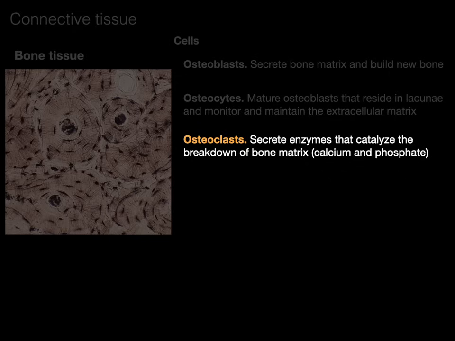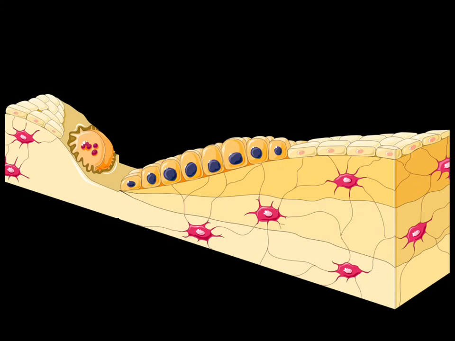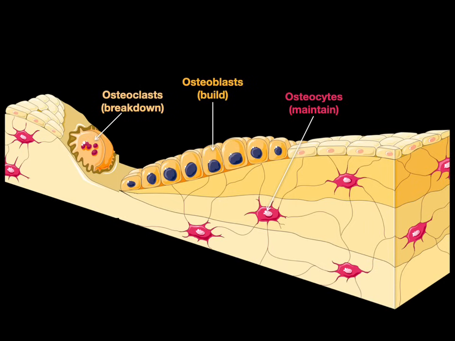Now, osteoclasts secrete enzymes that catalyze the breakdown of bone matrix, and bone matrix is calcium and phosphate. They're often multinucleated cells. They're breaking down the calcium and dumping the calcium into the blood. All right, so to review, osteoblasts build bone tissue, osteocytes maintain bone tissue, and osteoclasts break down bone tissue.